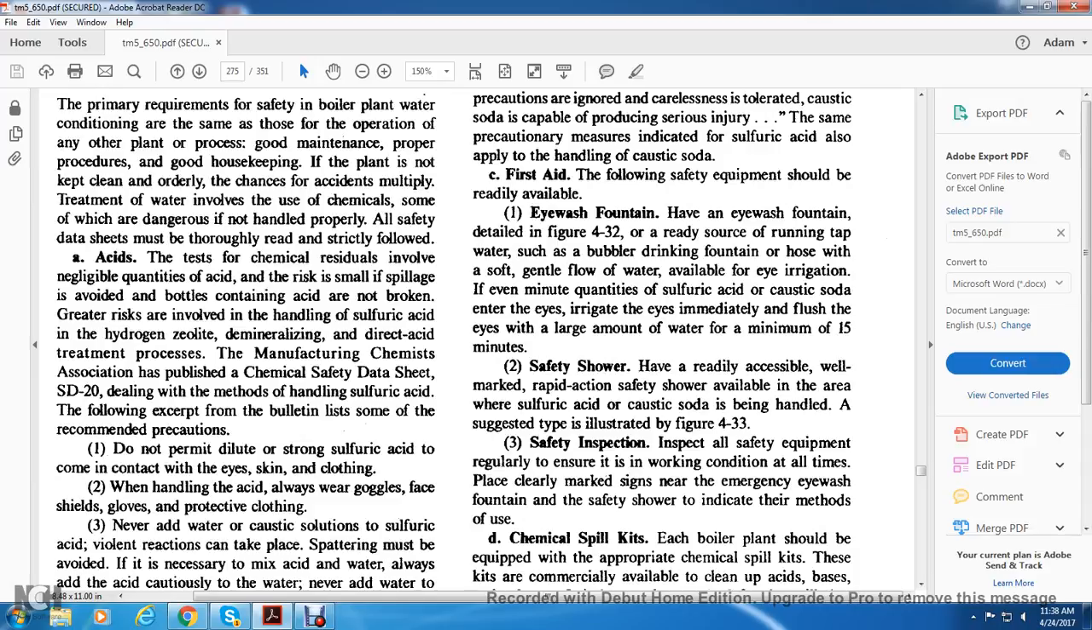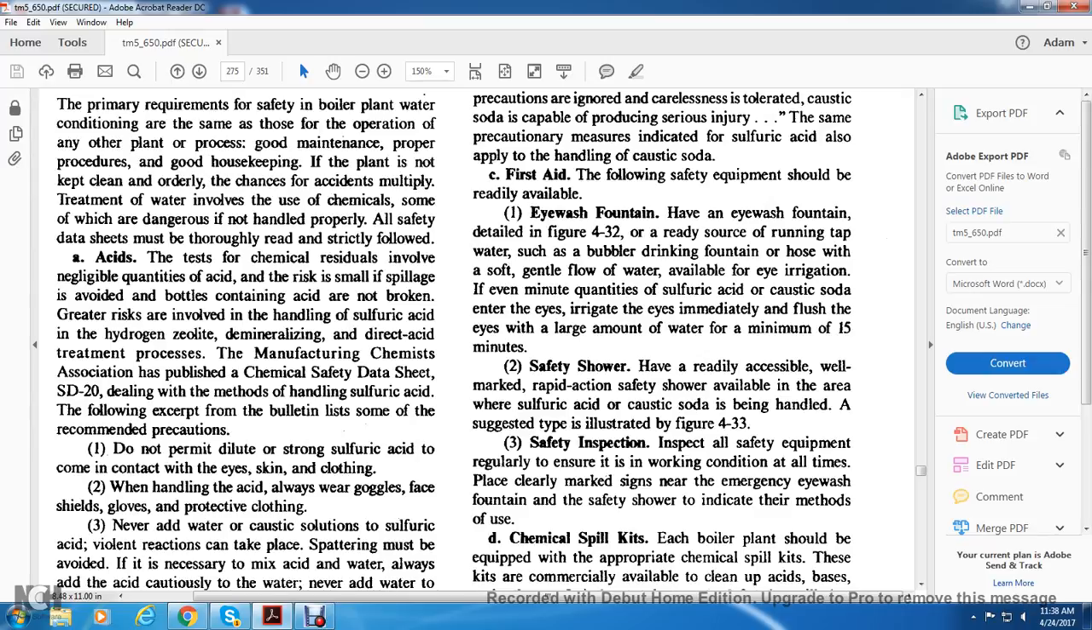First aid. The following safety equipment should be readily available. Eye washing fountain. The eye washing fountain is detailed in figure 432. A ready source of running tap water, such as a bubbler drinking fountain, with a soft and gentle flow of water, should be available for eye irrigation. Even with a minute quantity of sulfuric acid or caustic soda entering the eyes, irrigate the eyes immediately and flush them with a large amount of water for a minimum of 15 minutes.